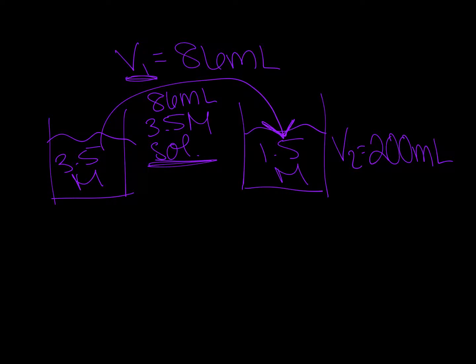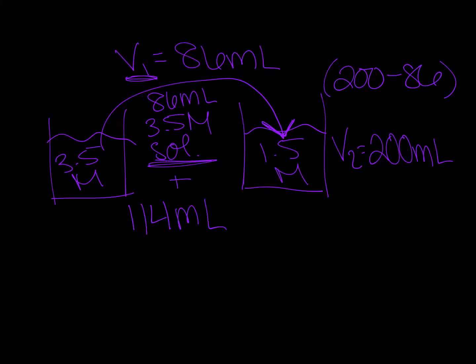So how we get the volume of water that we need to add to dilute it is pretty simple. We just do 200 minus 86. In this case, that'll give us 114 milliliters of deionized water.